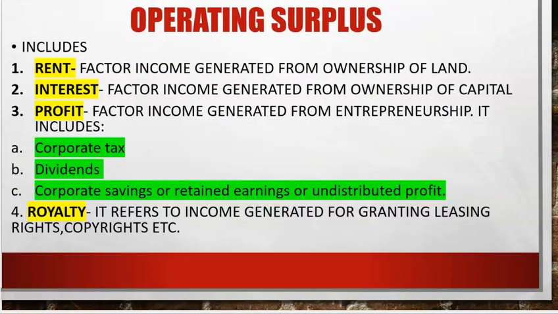Coming to operating surplus, it is the income from property, entrepreneurship, interest, etc. इसके 4 components we have: rent, interest, profit and royalty. Rent on land, interest on capital, profit, it is entrepreneurship. If profit is not given, then we have to search for its 3 parts. कॉर्पोरेट टैक्स को पकड़िए, डिविडेंड को पकड़िए और कॉर्पोरेट सेविंग, रिटेन्ड अर्निंग्स और अनडिस्ट्रीब्यूटेड प्रॉफिट, इन तीनों को प्लस करके प्रॉफिट आएगा. Royalty is most times not given, but if it is given, add royalty also to the operating surplus, then you get OS.